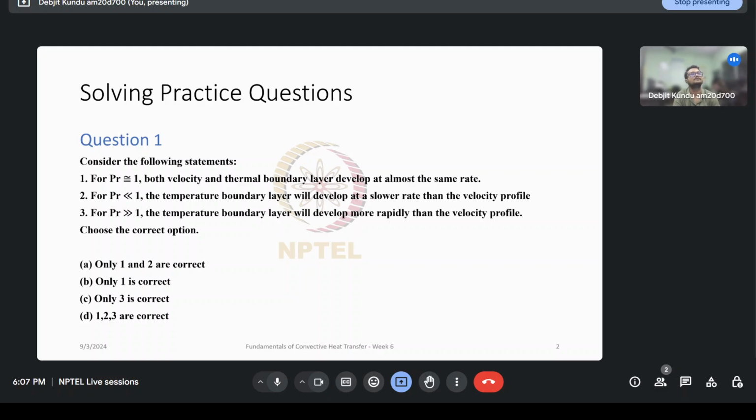So pick out which of these statements are correct, and then there are some options given below. Option A says that only statements 1 and 2 are correct. Option B says only statement 1 is correct. Option C says only statement 3 is correct. And option D says that all of them, that is, all the statements 1, 2, and 3 are correct.